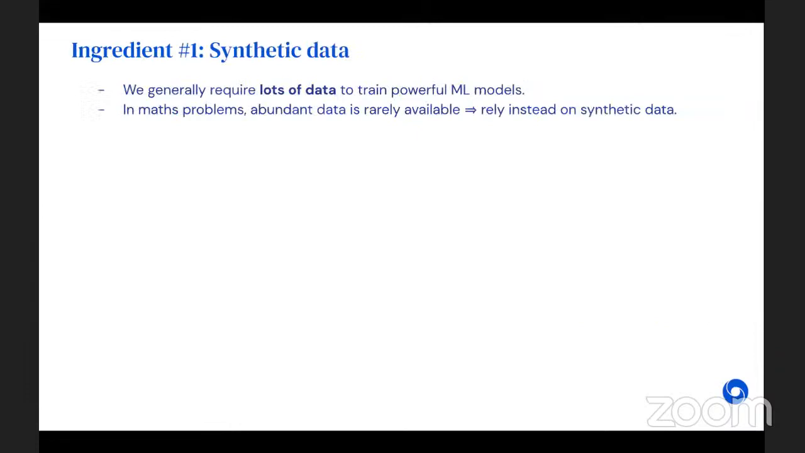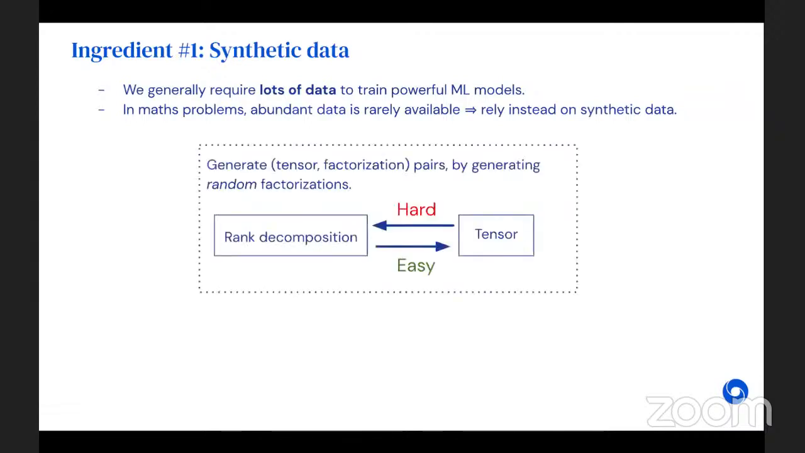Okay, so the first ingredient is to generate data, right? If you want to train powerful machine learning models, you need a lot of data. But here, like in many math problems, you don't have a lot of data, so you need instead to rely on synthetic data. So this kind of problem falls, I think, in a category of problems that are quite interesting in the sense that they are one-way problems.